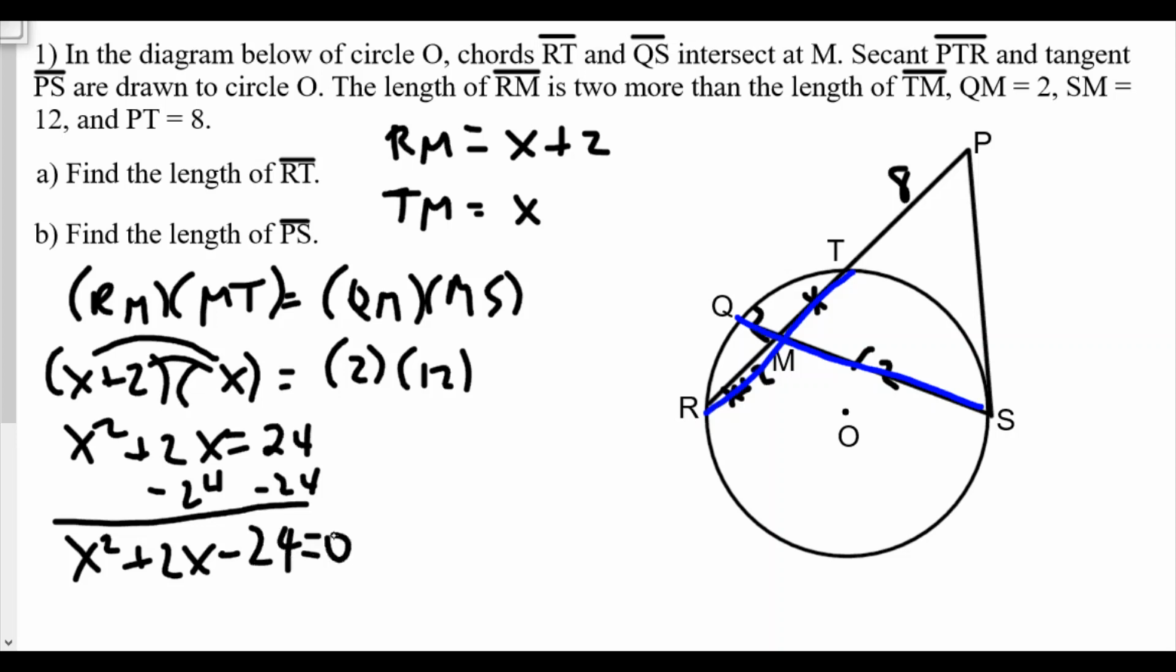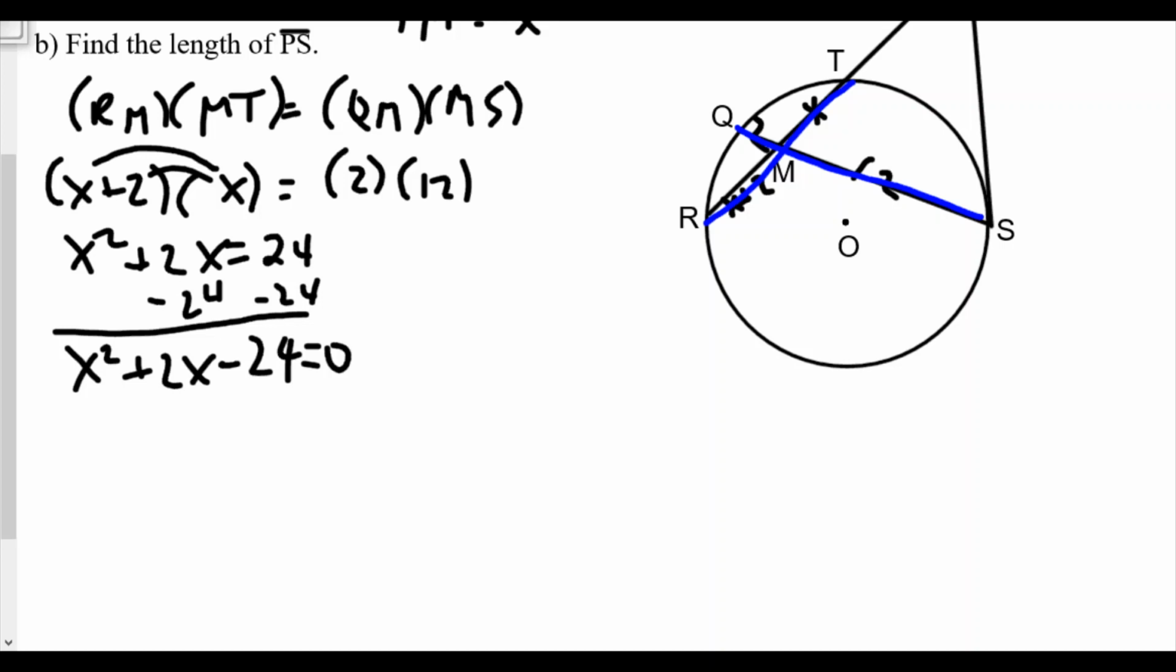Whether you're factoring or using the quadratic formula, you have to set this equal to 0. The only time it's okay to leave it alone is when we complete the square, which we talked about before when dealing with finding the equation of a circle. All right?